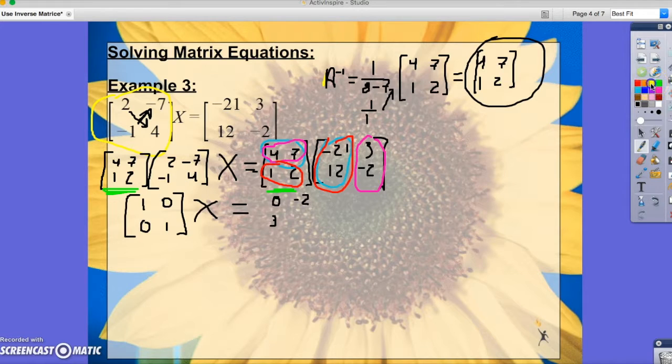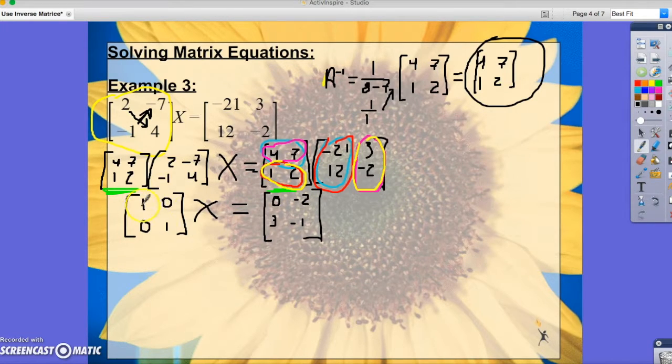And then last but not least, let's do this one, this one. 1 times 3 is 3, plus the negative 4. 3 minus 4 is negative 1. So this is my answer.